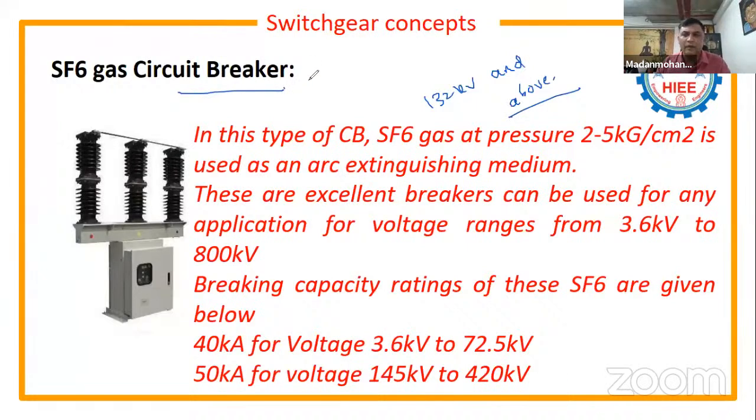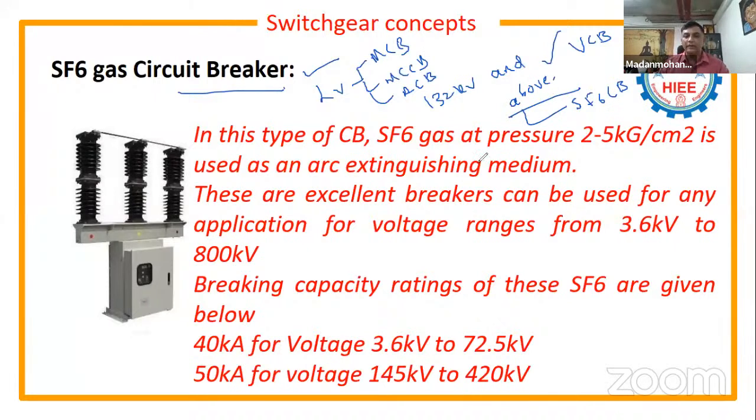We had so many breakers, oil circuit breakers, air blast circuit breakers and all. Due to their heavy maintenance and failure ratings, now the SF6 circuit breaker is playing a phenomenal role for transmission applications. So just remember, for low voltage applications we use MCB, MCCB and ACB. For medium voltage applications we go with a vacuum circuit breaker. And for 132 kV and above, high voltage applications, we generally go with the SF6 circuit breaker.